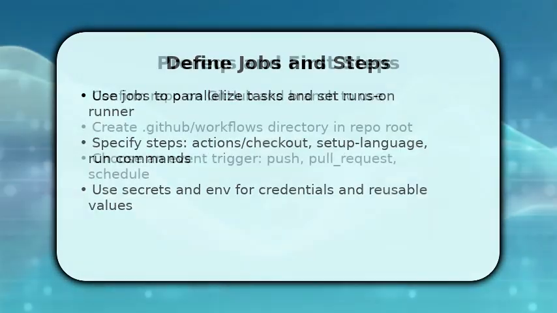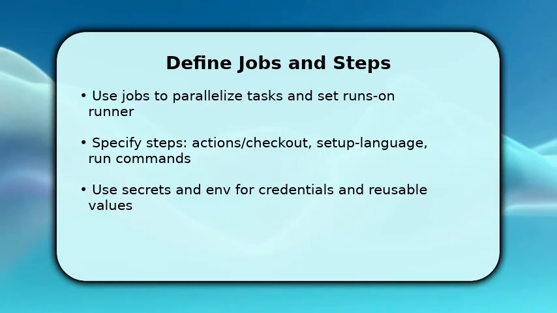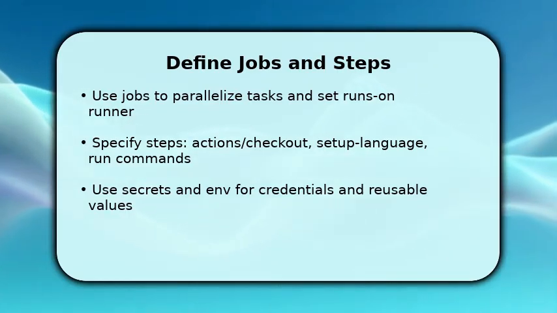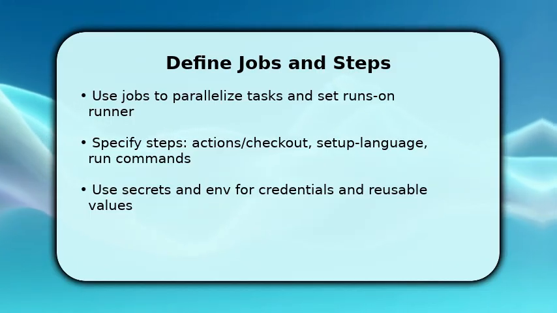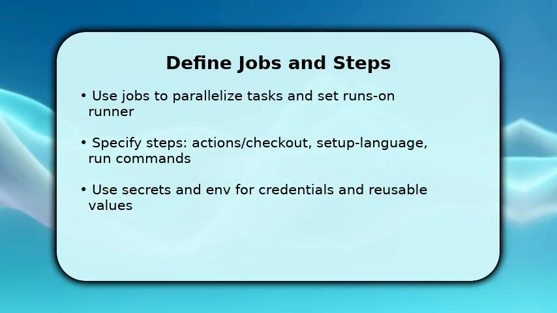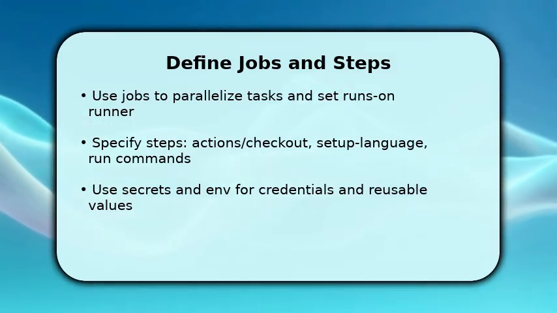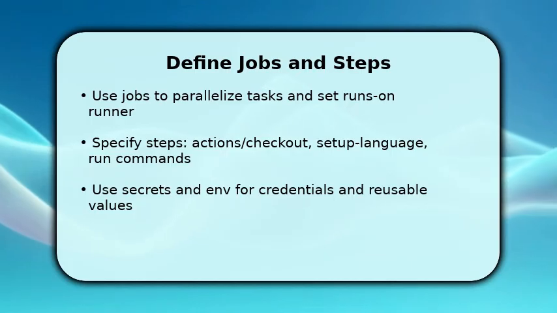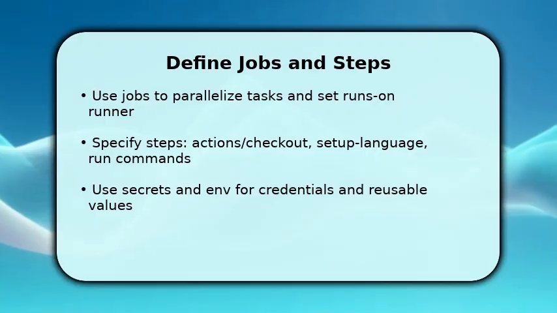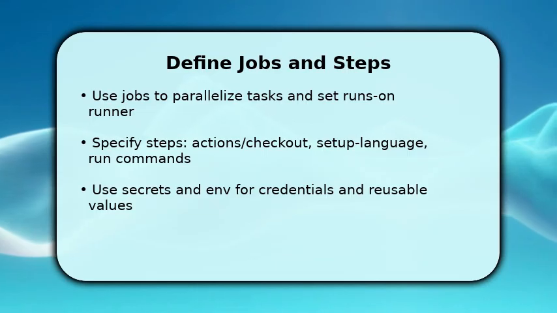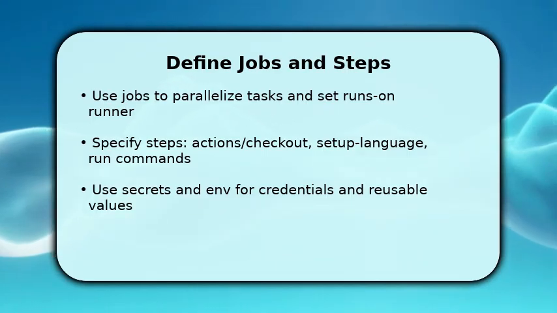Next, you define jobs inside the YAML to structure work and select runs-on to pick the runner OS. Jobs can run in parallel to speed things up. Within each job, add steps. Start with actions/checkout, then set up your language runtime or toolchain, and finally run build or test commands. Use env and secrets for credentials so you don't expose values. This creates reproducible, secure runs.